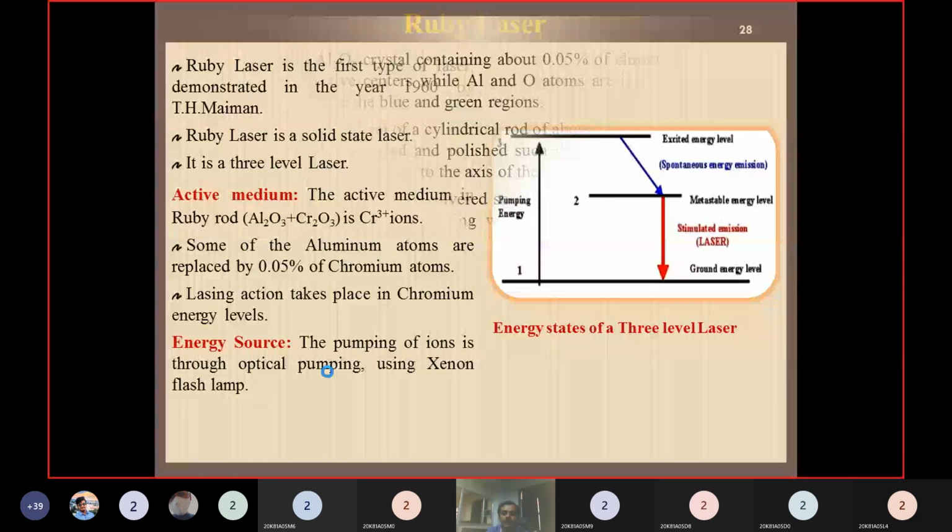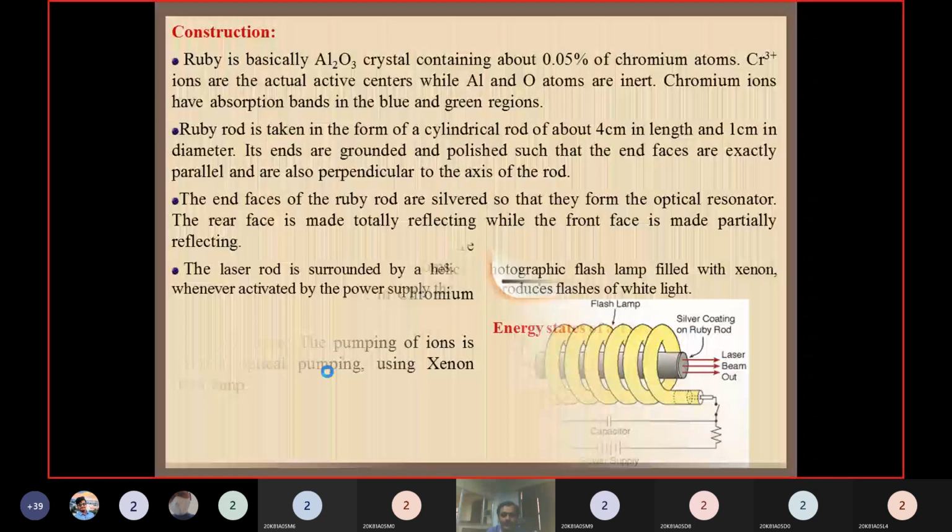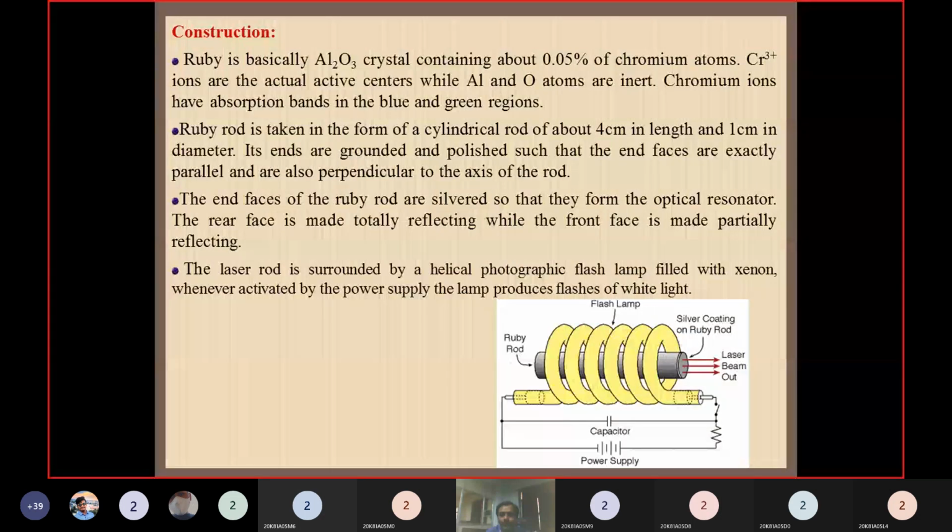Okay, because of doping of the chromium oxide, what happened? 0.05% of aluminum is replaced by chromium 3+ ions. So that 0.05% of chromium ions will act as active centers, and aluminum and oxygen atoms are inert. Inert means those are not involved in the lasing action.